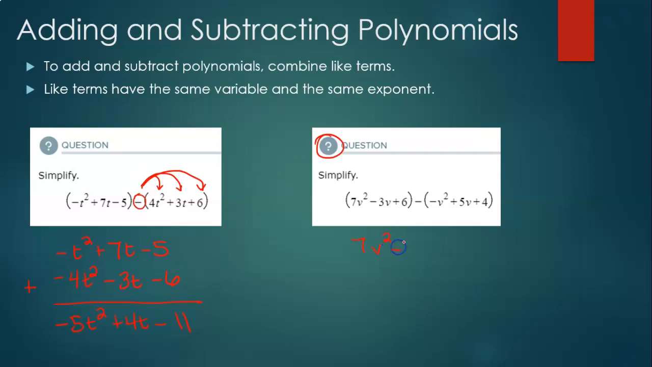You should have started by writing down your first set of parentheses, thinking that you're subtracting, which means you're subtracting everything inside. But remember, that's going to change some of our signs. If I subtract a negative, it becomes a positive. If I subtract a positive, it becomes a negative. Now I just add down my columns. There's an invisible 1 there, so that's 8v squared. Negative 3v plus negative 5v is negative 8v, and 6 plus negative 4 is positive 2. I can't go any farther because there's no equal sign and there are no more like terms.